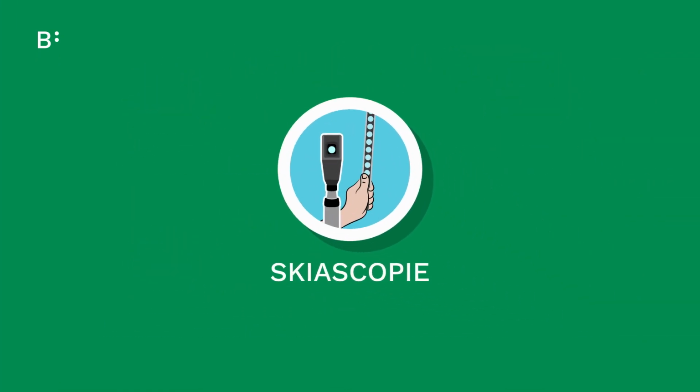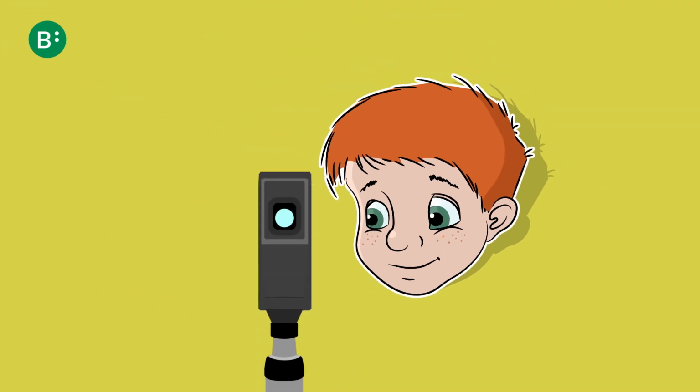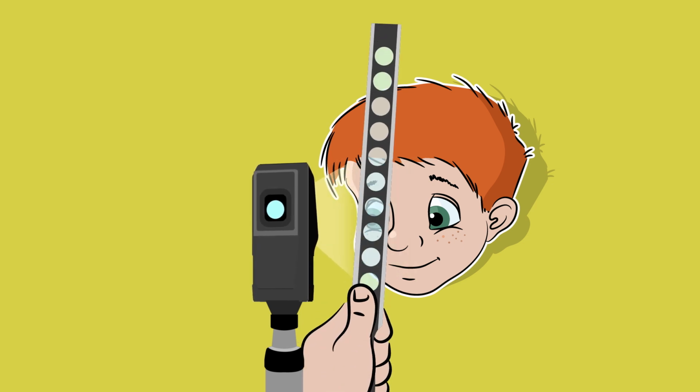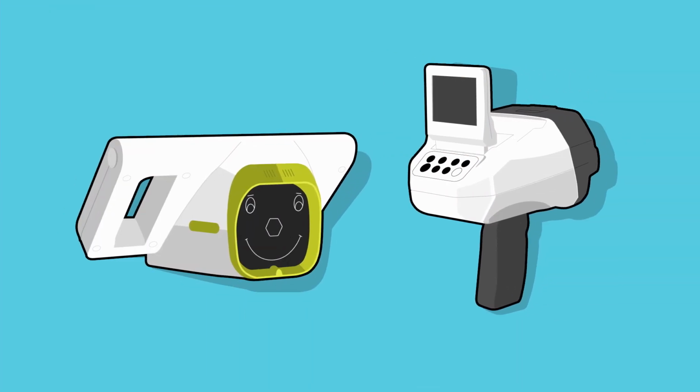Skioscopy or retinoscopy. The test can be performed with or without eye drops. This is how we figure out whether the child is far-sighted or nearsighted and the possible need for prescription glasses. We use a moving light while holding different lenses in front of the eye. The lens power, far-sighted or nearsighted, can also be measured by a computer with the child looking into it.